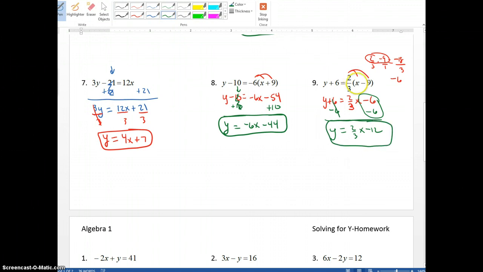Remember, you cannot combine like terms until these parentheses are gone, okay? So make sure you distribute and then get rid of the number that's linked to y. You should have enough examples here to get you started on the homework.